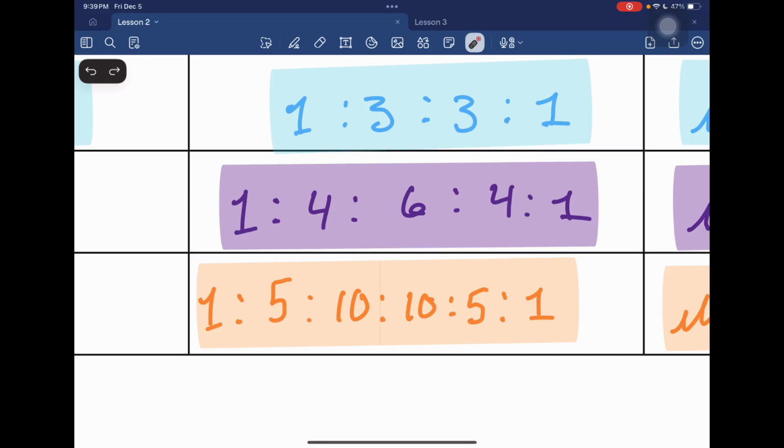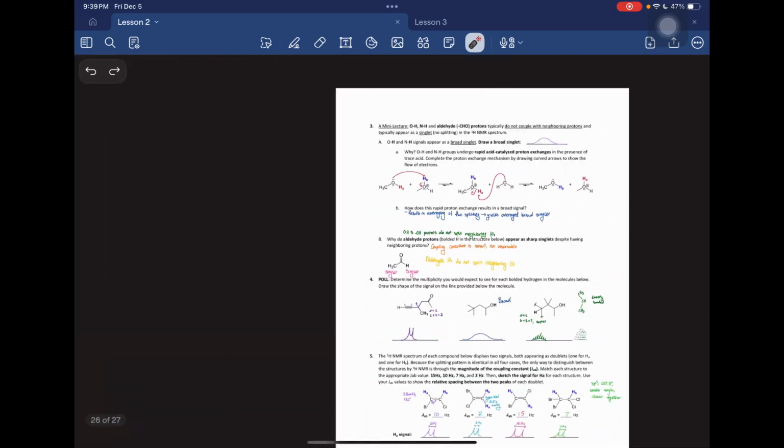Again, 1's here. 1 plus 4 is 5. 4 plus 6 is 10. 6 plus 4 is 10. 4 plus 1 is 5. You just keep going like that.